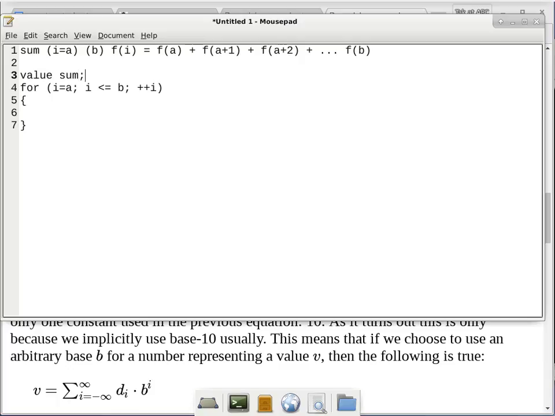So I'm using value as a type, and I have to initialize sum to 0, so we can do it here. Sum equals 0, and then all I'm doing inside the loop for each iteration is to add f of i to sum. So when the loop is done, then the sum variable would have my answer. Basically, it becomes the value of the sigma notation. Is that okay, all right.